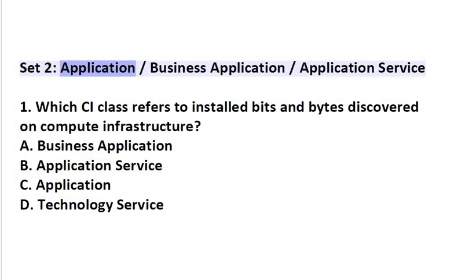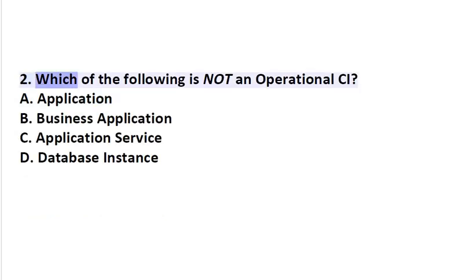Set 2, Application/Business Application/Application Service. 1. Which CI class refers to installed bits and bytes discovered on compute infrastructure? A. Business Application. B. Application Service. C. Application. D. Technology Service. Answer, C. Application.